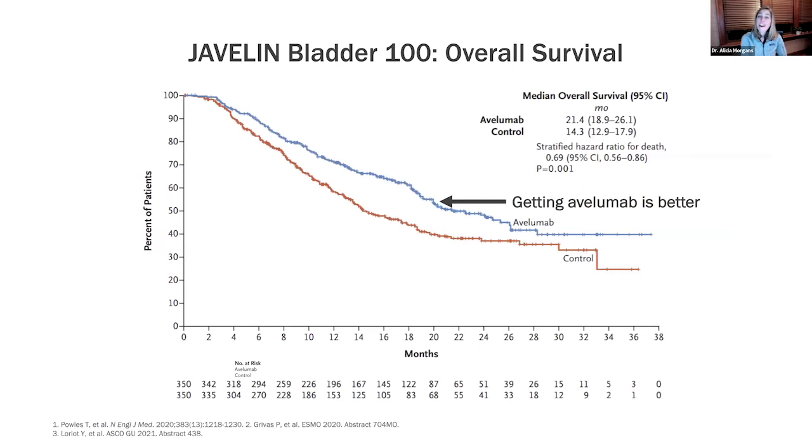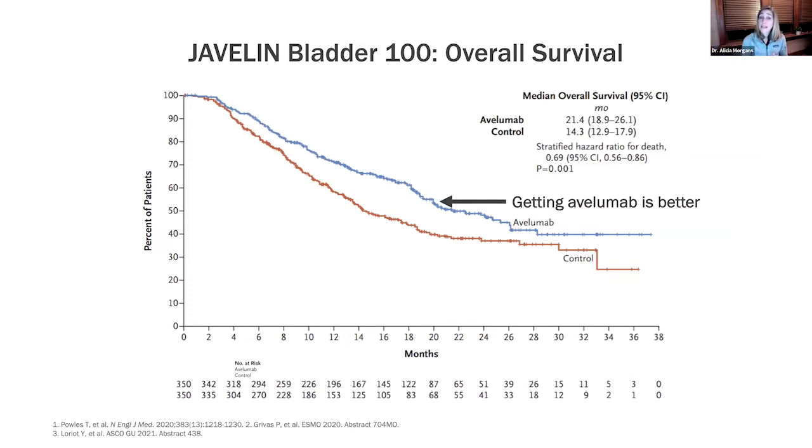And then the trial asked, which group lives longer, which has a better survival? And here we have a survival curve. This is why I wanted to go through that with you, to help make sure that everyone understood survival curves. And this survival curve is one of the most impressive that I've seen in metastatic bladder cancer in a long time. What it shows is a clear separation of those curves. And that means one treatment's better than the other.